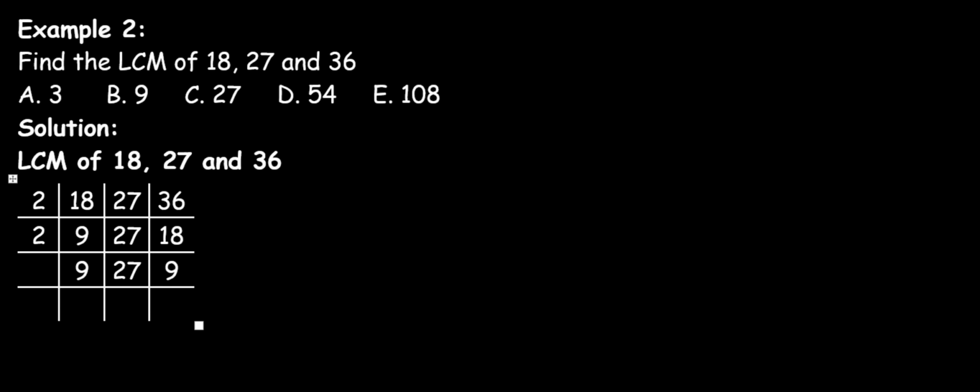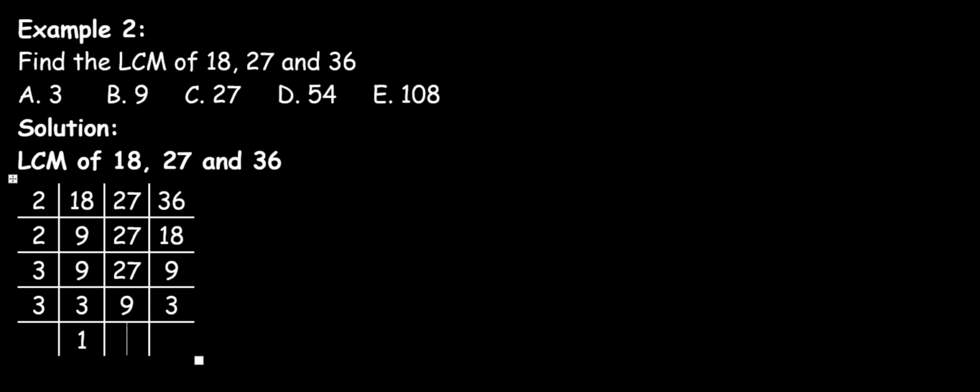After that, the next lowest prime factor is 3, as regards the problem we have at hand. 3 divide 9 will give you 3. 3 divide 27 will give you 9. 3 divide 9 again will give you 3. We can still go with 3 to divide through. 3 divide 3 gives you 1.